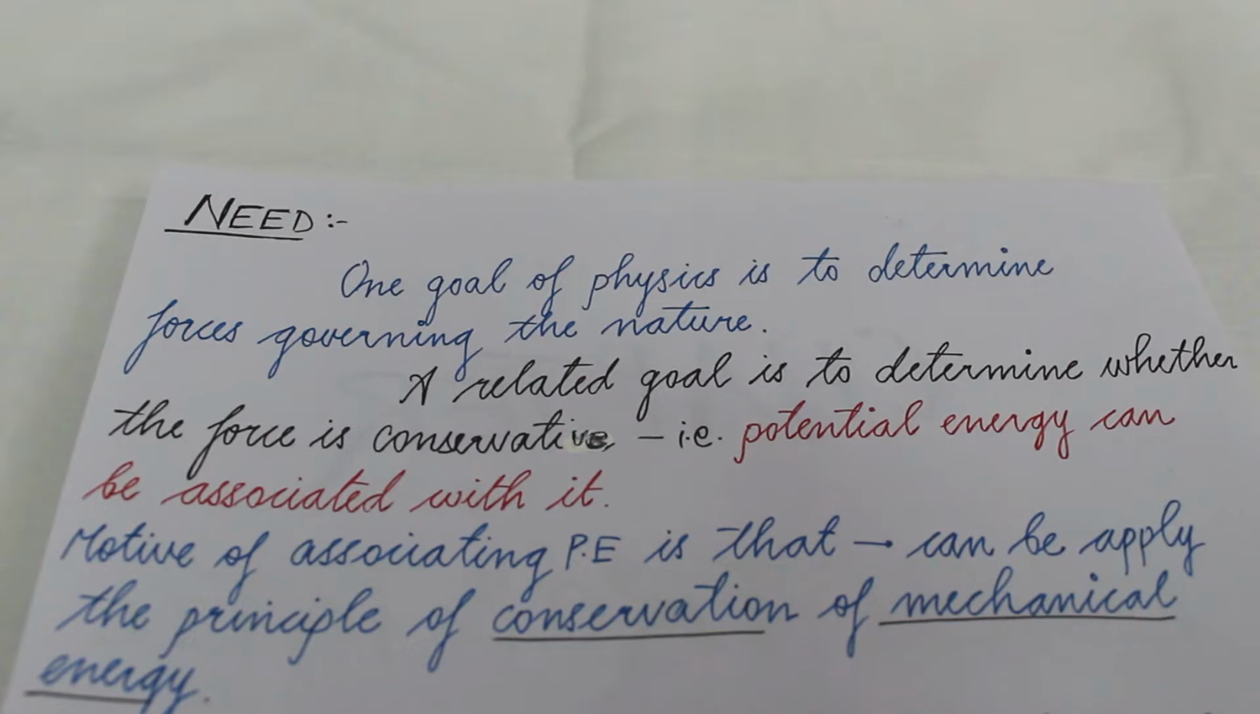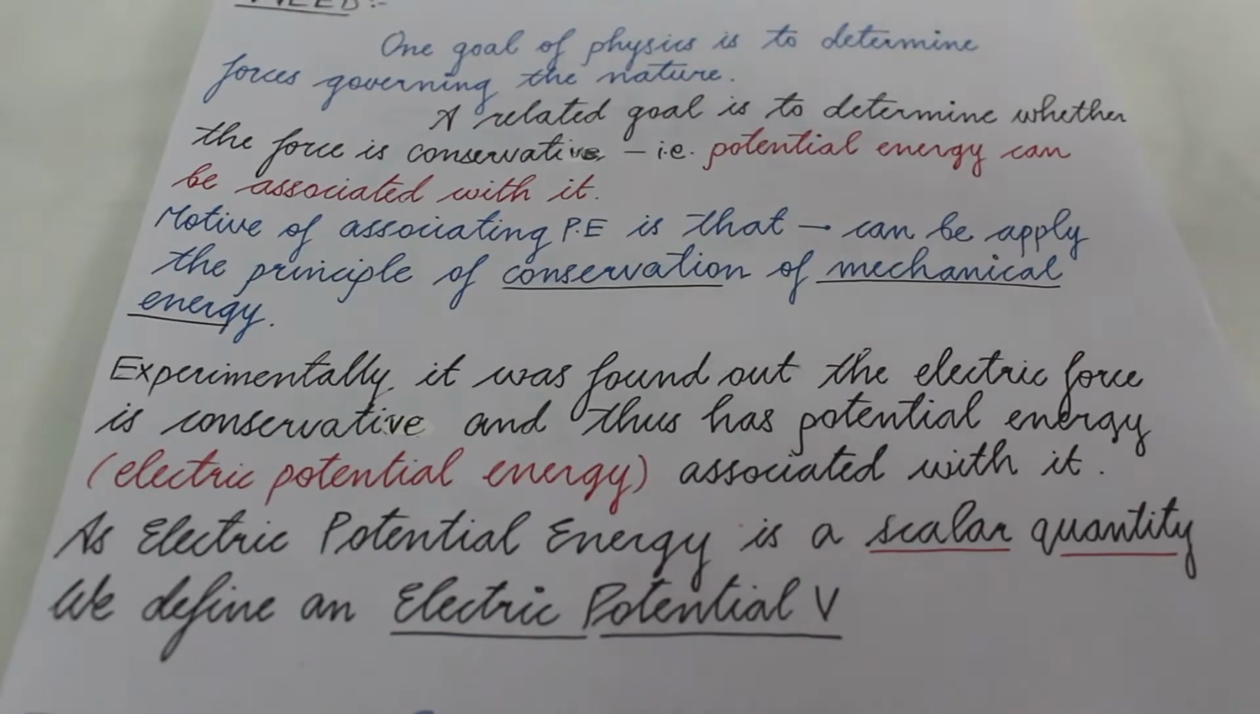Now experiments showed that the electric force was conservative in nature. If the electric force was conservative in nature, it means some kind of potential energy was associated with the electric force. And if some kind of electrostatic potential energy is associated with the force, we required a certain quantity to understand this clearly. Now, as the potential energy is a scalar quantity, we required a quantity which must be scalar and which would be helpful in understanding the potential energy.